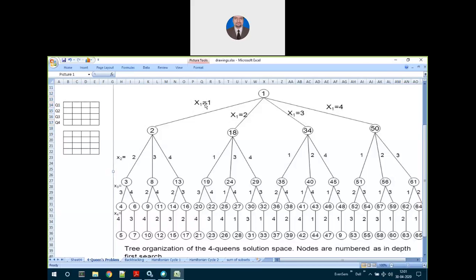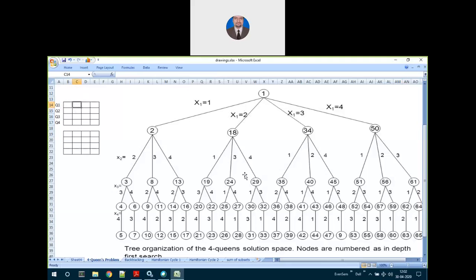Suppose x1 is equal to 1. Since it is x1, it is the first row. In the first row, I am placing it at 1, which means the first column. So first row, first column. Next, suppose x1 is equal to 2. Again x1 means the first row belonging to q1, where I will be placing it at number 2, meaning column 2. So first row, second column.